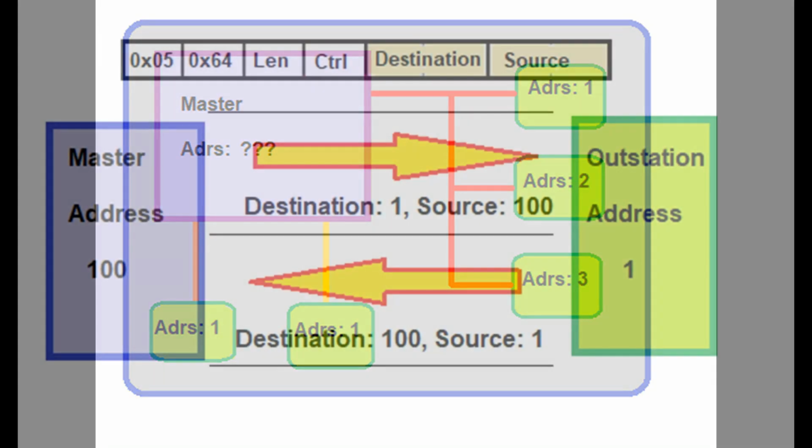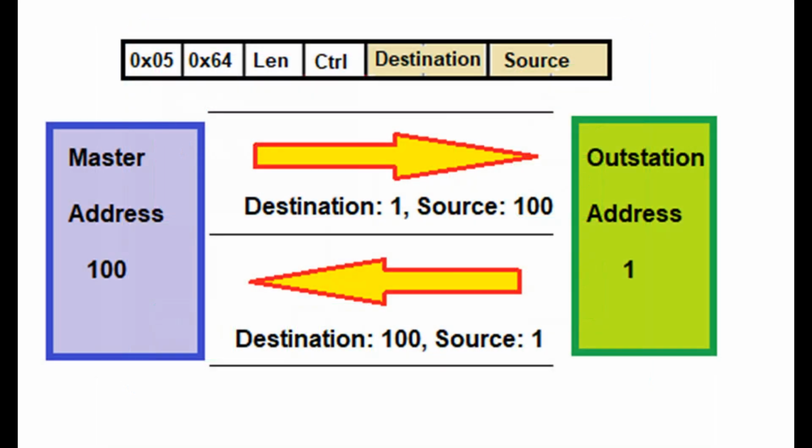So, in DNP3 messages sent from a master, the destination address is the address of the target outstation, and the source address is the address of the master. In messages sent from an outstation, the source address is the outstation address, and the destination address is the master address. All systems use outstation addresses.